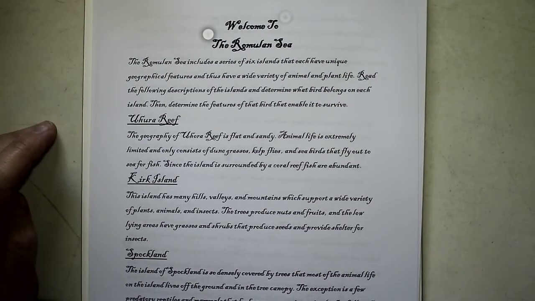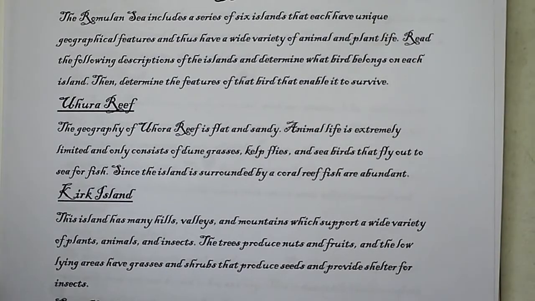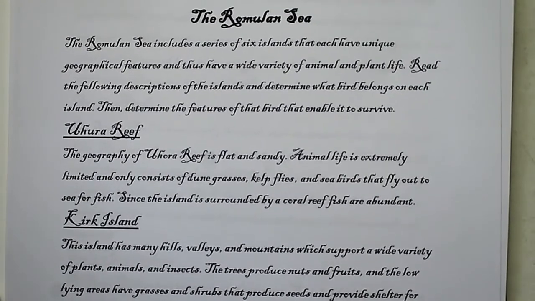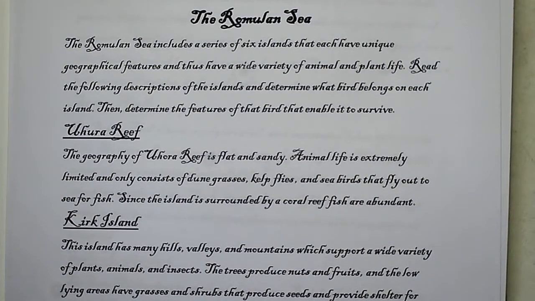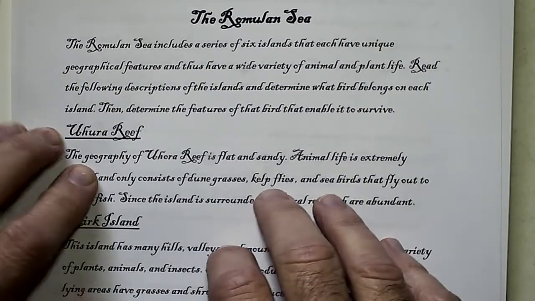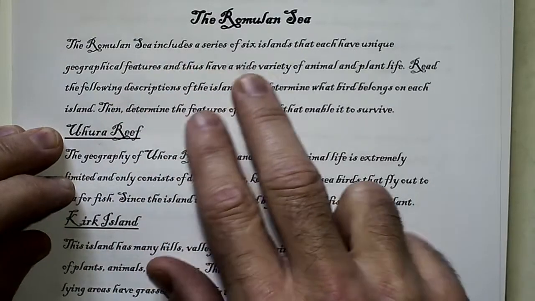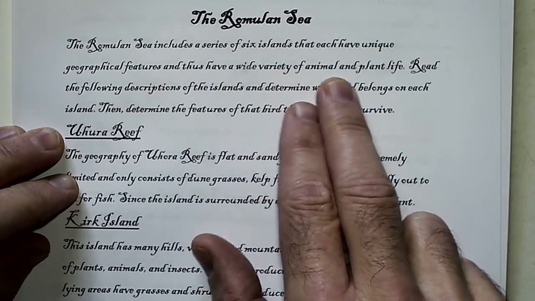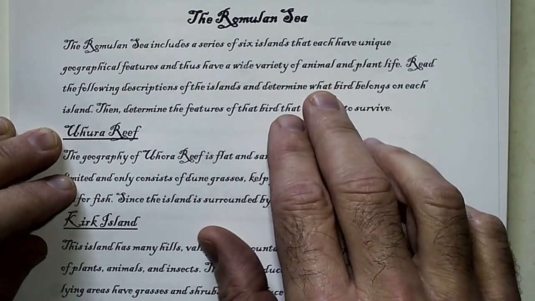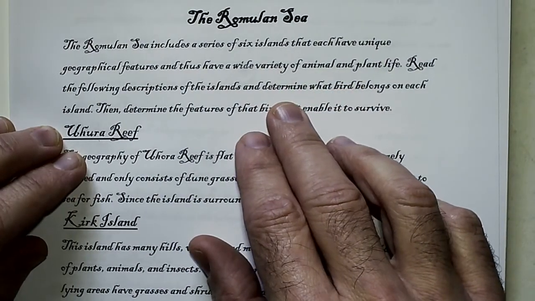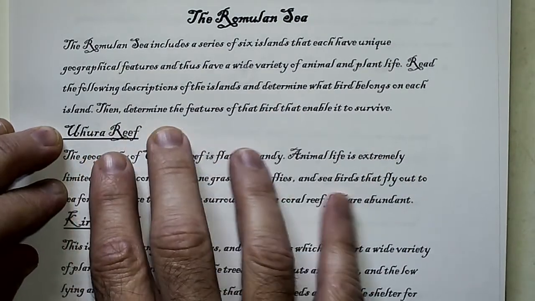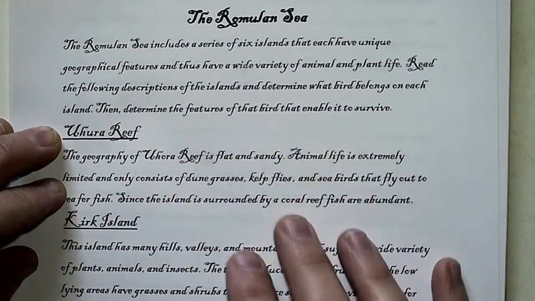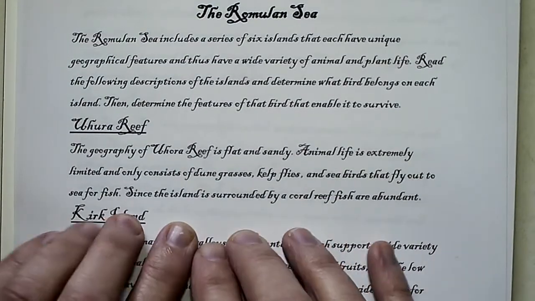So this would have been your interactive notebook assignment for section 7.1, and the idea was to do a drawing of islands and then try to match the birds that go to the islands. So if you can't read it, the Romulan Sea includes a series of 6 islands that each have unique geographical features and thus have a wide variety of animal and plant life. Read the following descriptions of the islands and determine what birds belong on each island. Then determine the features of that bird that enable it to survive. So this would have been the example I'd give you anyway.